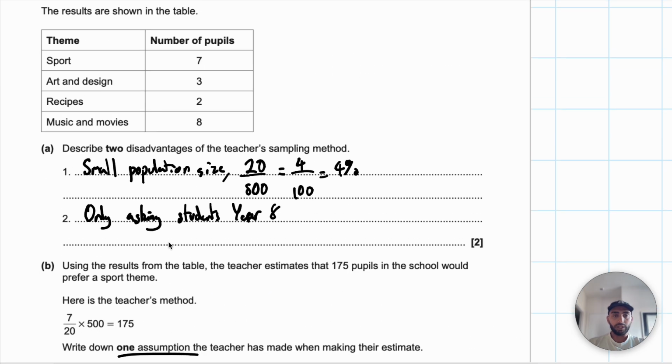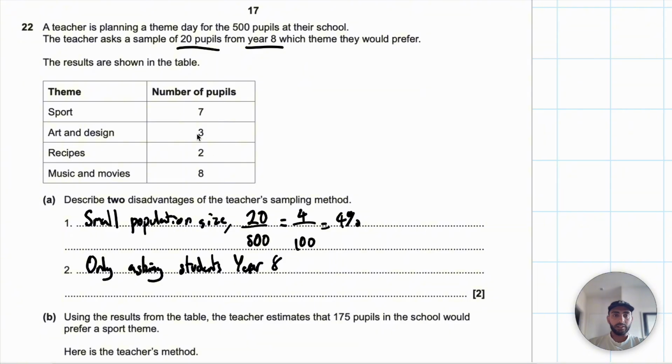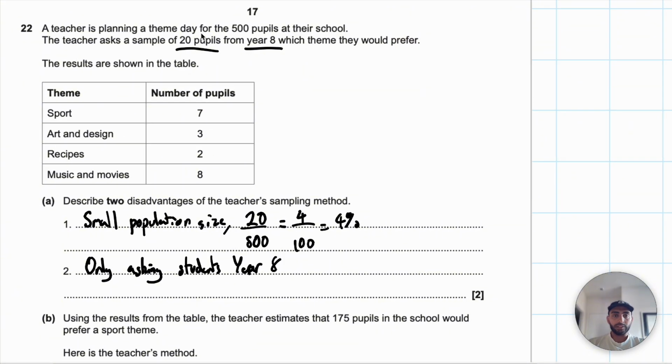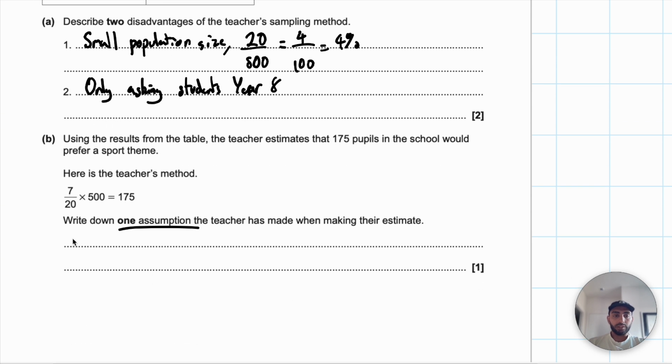So the assumption that they made is that this data, these sets of results, are representative of all of the students when we're only asking 20 pupils from year 8, but we want something that's representative of 500. So this isn't enough. So the assumption is that this data is representative of the whole school. Question 23.